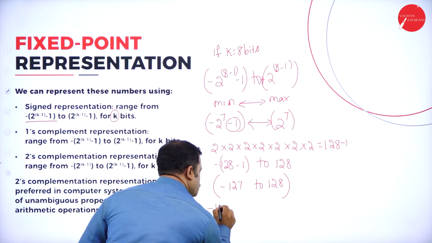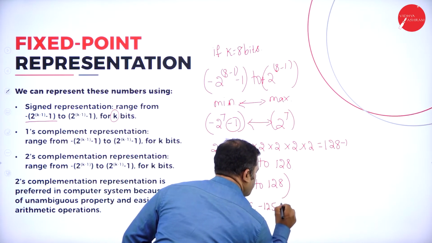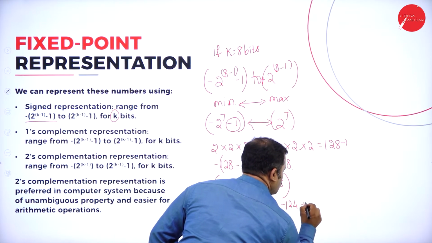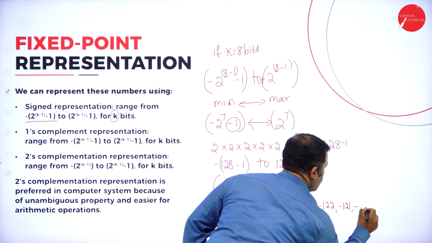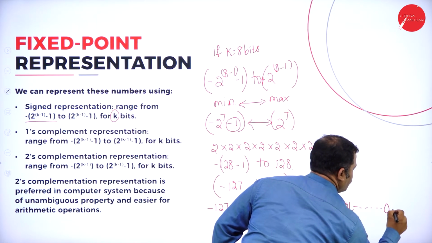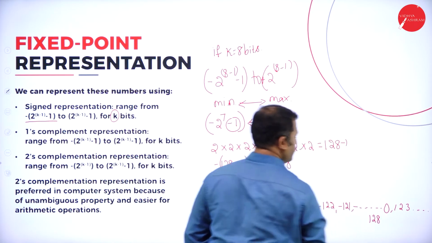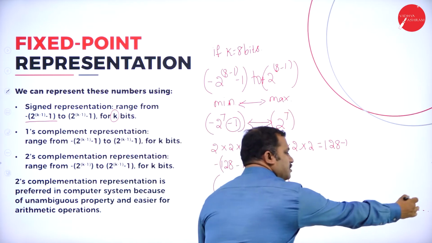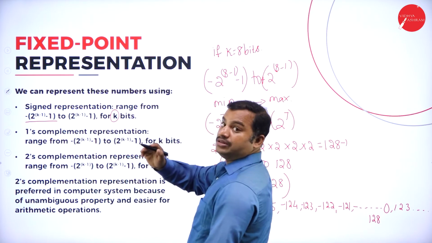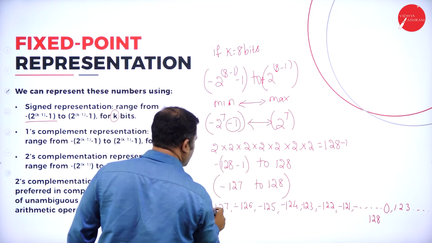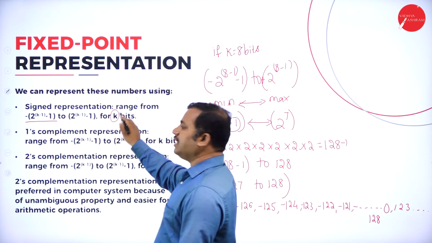So this is the range of values I can represent here. That means minus 128, minus 127, minus 126, minus 125, and so on till 0. After 0 we have 1, 2, 3, and so on till 127. So this is the range of numbers I can represent in this signed representation. That is why we represent it as k bits.